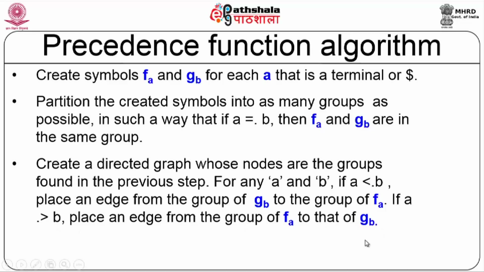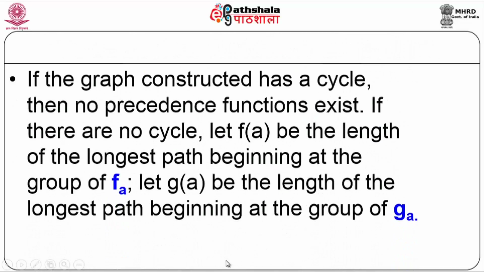Again the same thing. So, where you had from gb to fa, where gb has got greater than relationship than fa, so you place an edge. If a is greater than b, then you place an edge from the group of fa to gb. So, if the graph constructed has a cycle, then no precedence functions exist. If there are no cycles, let f of a be the length of the longest path beginning at the group of fa, and let g of a be the length of the longest path beginning at the group of ga. So, this is how you construct it.